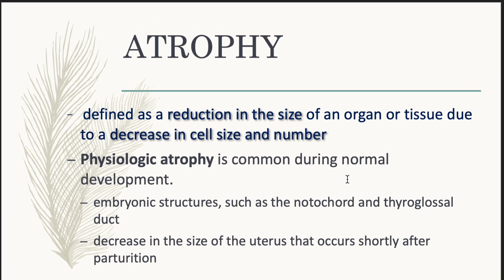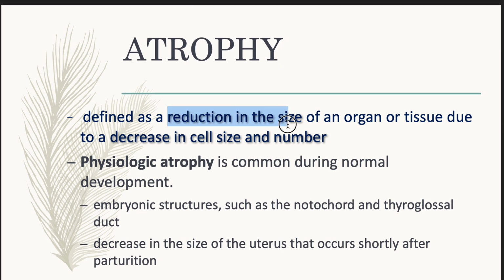Okay, next is your atrophy. So, kung kanina nagadaghan, karon nag-reduce. Reduction in the size of an organ or tissue due to a decrease in cell size and number. So, physiologic atrophy is common during normal development. So, physiologic is just normal. Normal na paggamay sa uban nimong structures habang nagadako. For example, embryonic structures such as your notochord and thyroglossal duct, mawala na siya from a baby, pagdako nimo, mawala lang na siya. Okay?